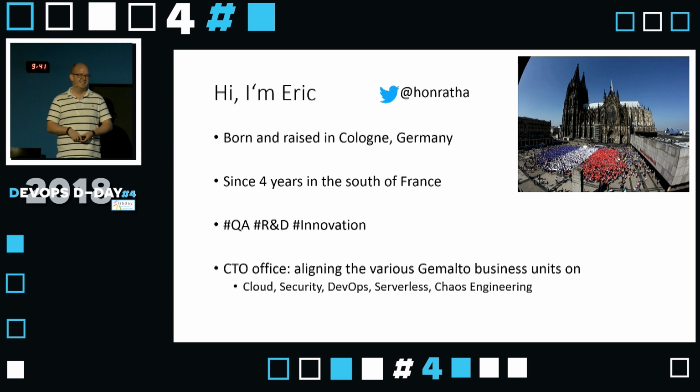I'm working now since 10 years for Gemalto. Started working in our quality assurance department, then later in research and development. And now since 2, 2.5 years, I'm working in innovation in our CTO lab. CTO is Chief Technology Officer, and our mission is to align the various technology strategies across our various business units. Today our team is occupied with the alignment on several different key technologies, like, for example, cloud, security, DevOps, serverless, chaos engineering. And there we try to find a consensus between our different business units.